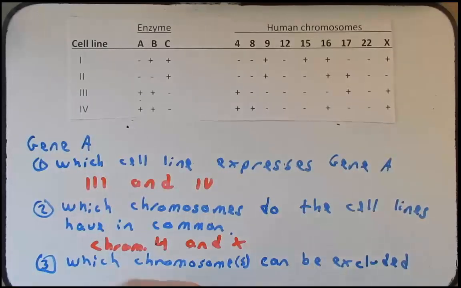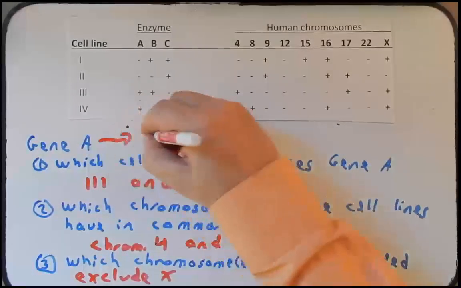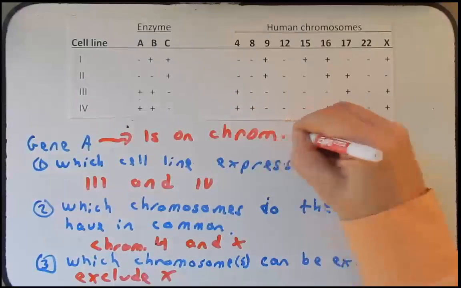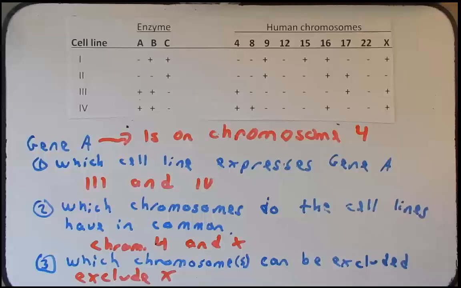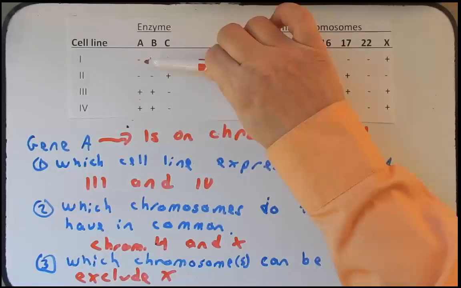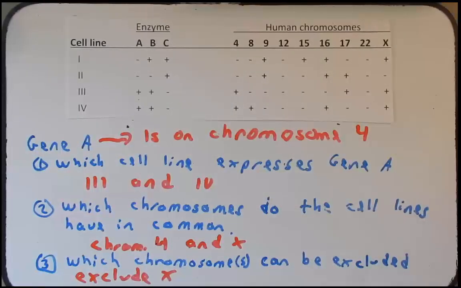So at this point, and I'll explain why in a moment, we can exclude X. And therefore, gene A is on chromosome 4. The reason we exclude X is because if gene A was on chromosome X, then it would have to be expressed in cell line 1, and it's not. And therefore, we conclude that chromosome 4 expresses gene A.